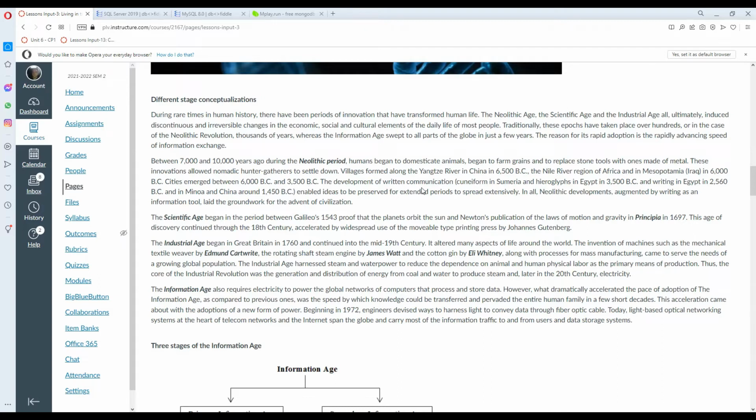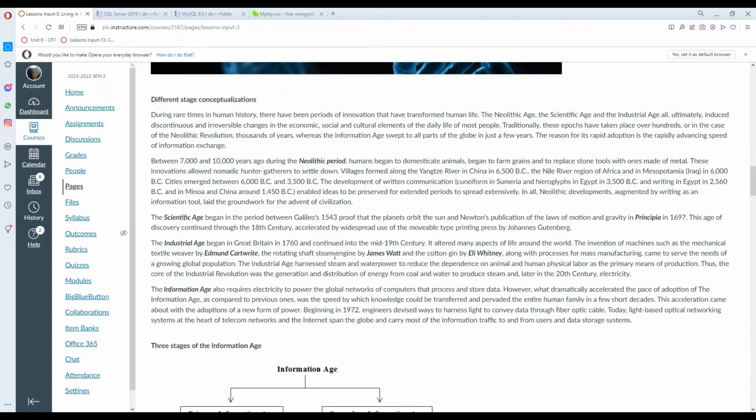Development of written communication, cuneiform in Sumeria and hieroglyphics in India in 3500 BC, writing in Egypt in 2560 BC, and in Minoa and China around 1450 BC, enabled ideas to be preserved for extended periods and to spread extensively. In all, Neolithic developments augmented by writing as an information tool laid the groundwork for the advent of civilization.